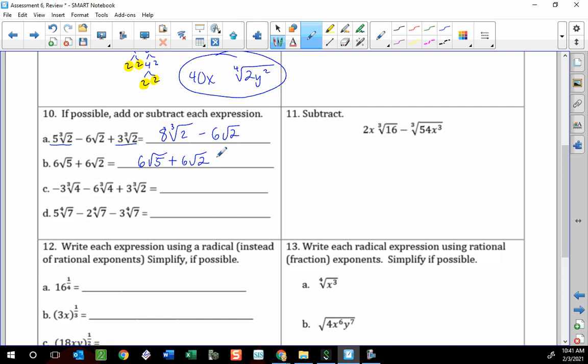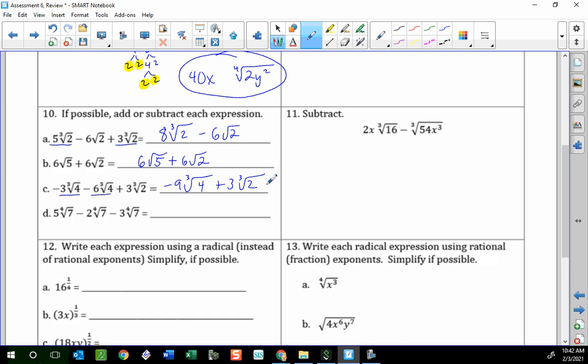For letter C, when I look across there, I got cube root 4, cube root 4. These two are like terms, but cube root 2, nothing. I can't do anything with that. And cube root of 4 can't be reduced. 4 is 2 times 2, so there's not enough numbers to bring anything out. So negative 3 minus 6 is negative 9 cube root of 4, and then plus 3 cube root of 2. That's all you can do.